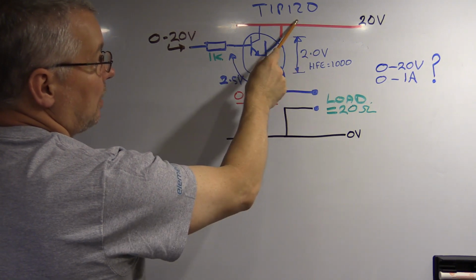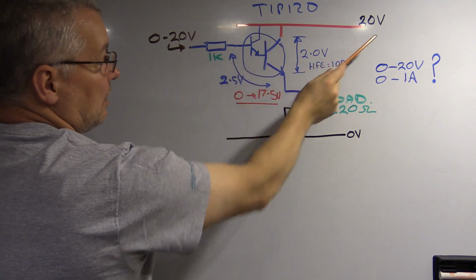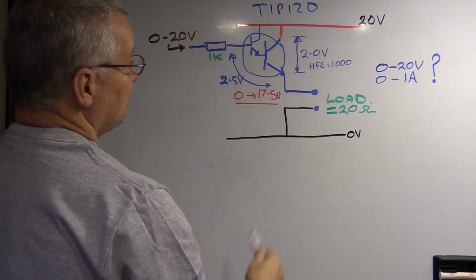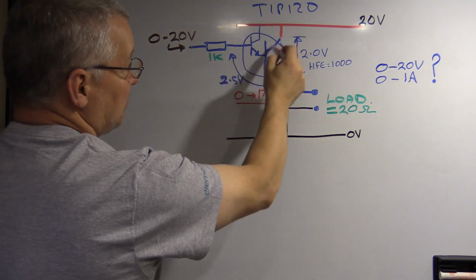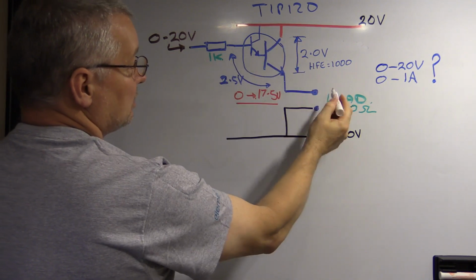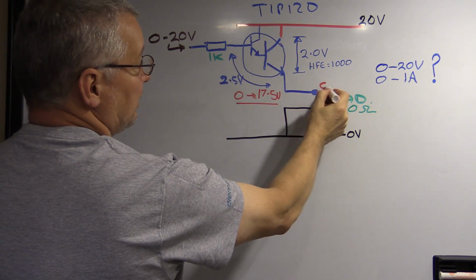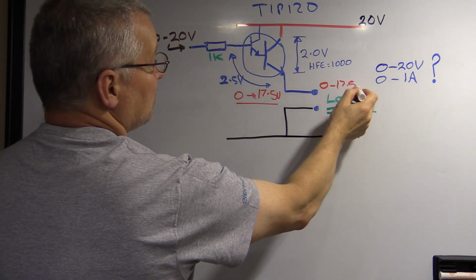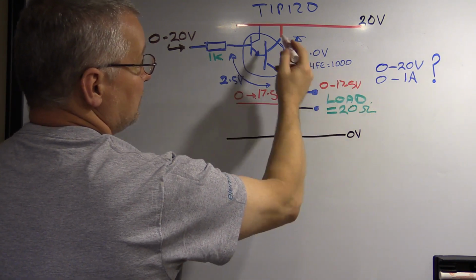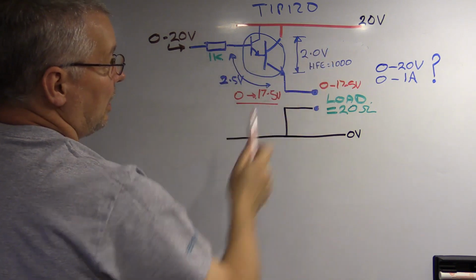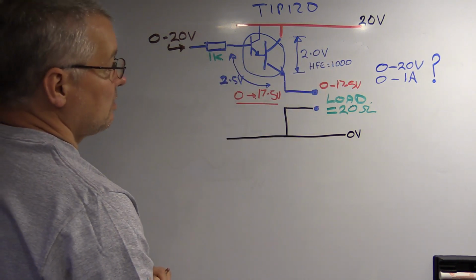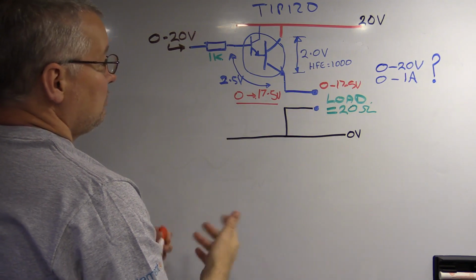So if you had a supply up here of 20 volts, the maximum you could get here is 18, which is still, if you look at this, you've got 1.7 here. It's because there's a little bit of a drop in here as well. So your output is effectively limited to about 0 to 17.5 volts, because you've got this drop here and the supply providing your output stage is only 20 volts. So how can you resolve this?